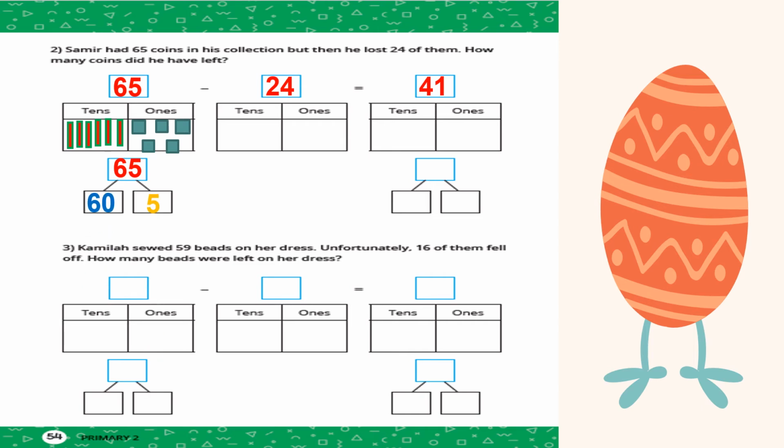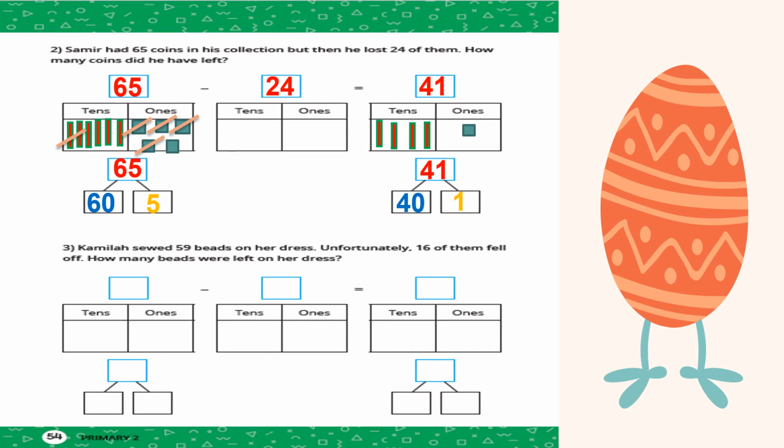65 minus 24. So we will cancel 4 small squares and 2 sticks. So the remainder will be 4 sticks and 1 small square. Let's decompose 41. 40 plus 1.